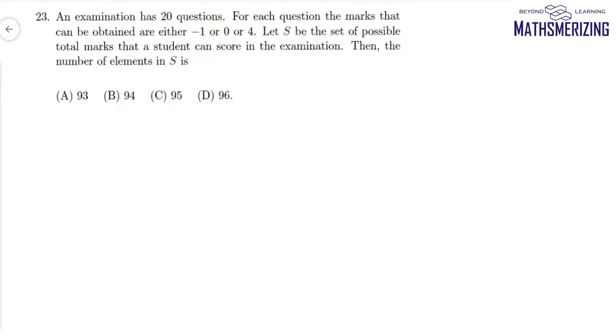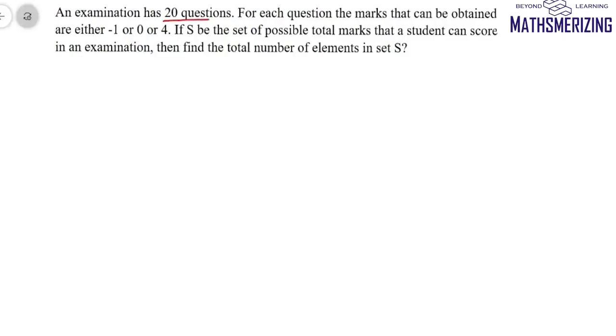Now question number 23. If an examination has 20 questions, for each question the marks that can be obtained are either -1, 0 or 4, and if S is the set of possible total marks that a student can score in an examination, then we need to find the total number of elements in set S. So if in a question a student can get either -1 or 0 or +4, and there are 20 such questions, what are the possibilities of total marks that the student can score?